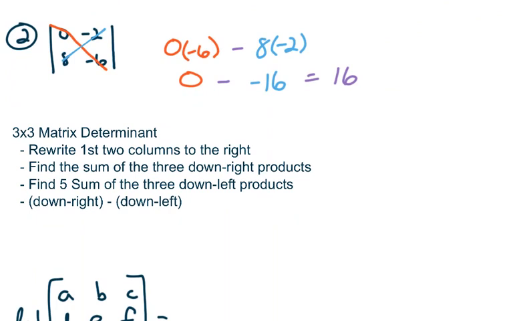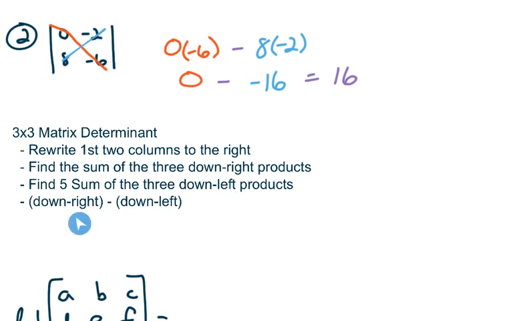For a 3 by 3, it's a little more complicated. We're going to rewrite the first two columns on the right, and find the sum of the three down-right products. I'll show you what that means. That would be these red ones, down and to the right. Then find the sum of the three down-left products, so that's this way. That'd be the blue ones up here.